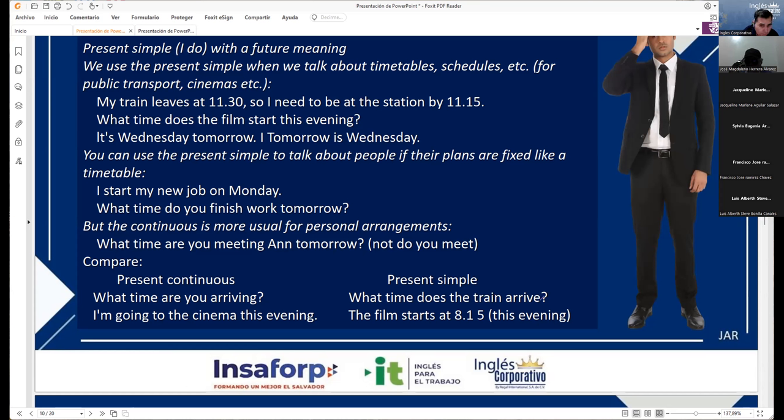Horario, simple present. I'm going to the cinema this evening. My decision, my compromise. Okay. I'm going to the cinema this evening. The film starts at 8:15. Okay, so schedule. Right? So this is the difference.